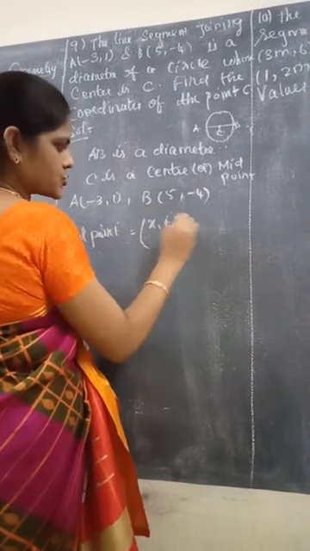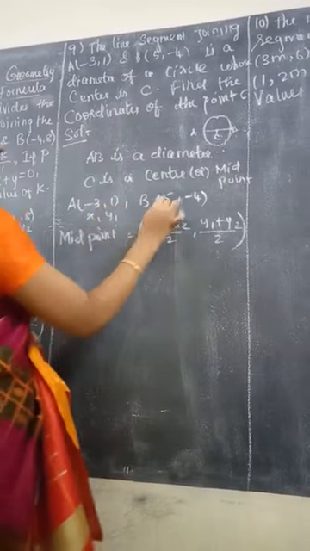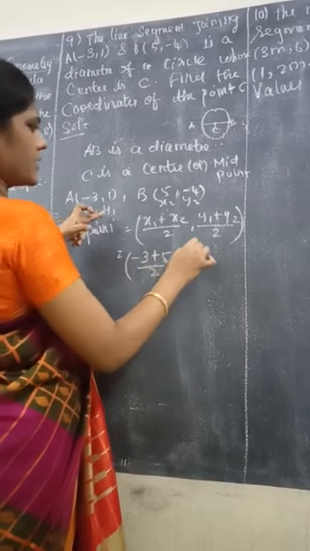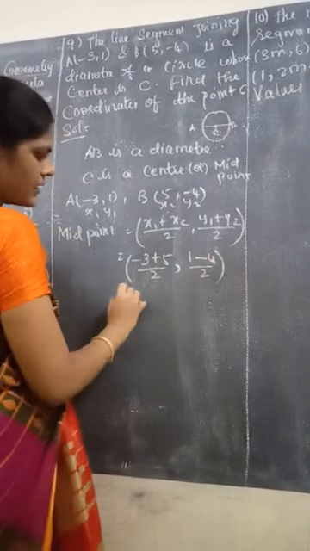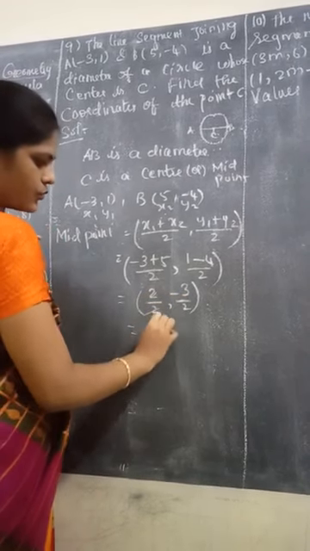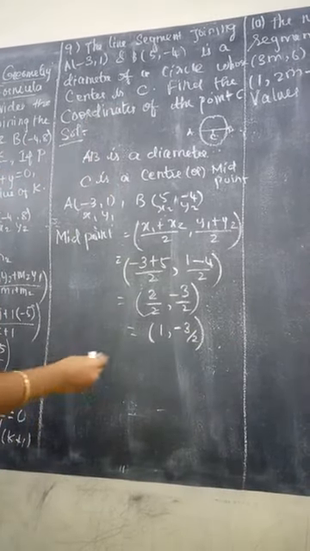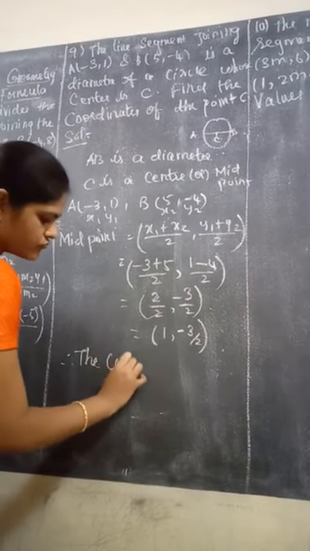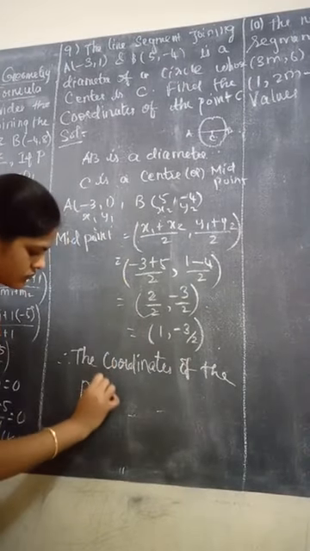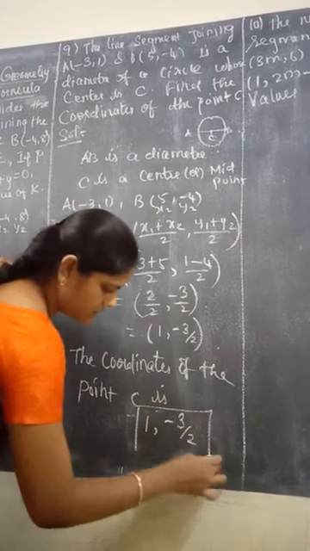So x1 plus x2 by 2, y1 plus y2 divided by 2. Here this is x1, y1, this is x2, y2. So minus 3 plus 5 by 2, here 1 minus 4 by 2. Next, 2 by 2, 1. Here minus 3 by 2. So listen, we find the coordinates of the point here. Therefore, the coordinates of the point C is 1, minus 3 by 2.